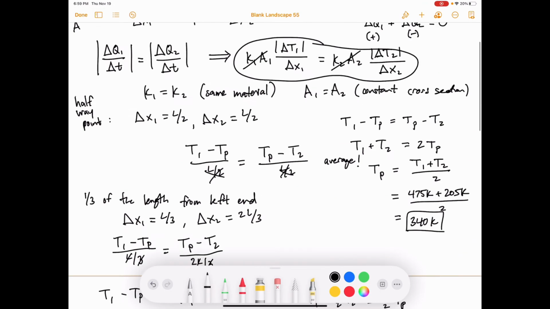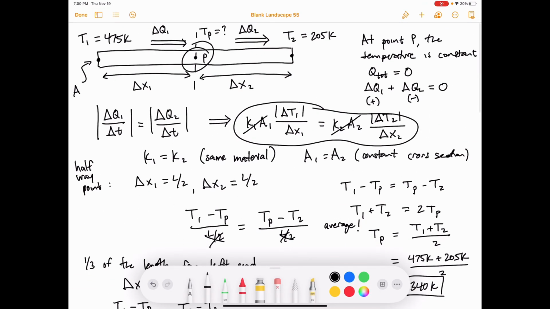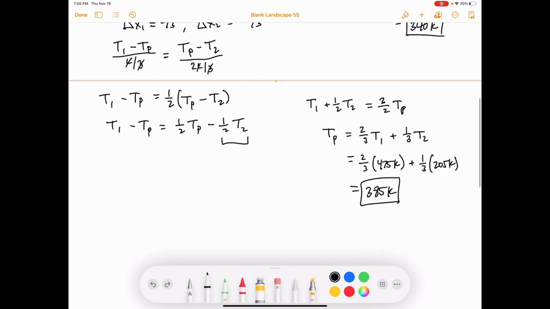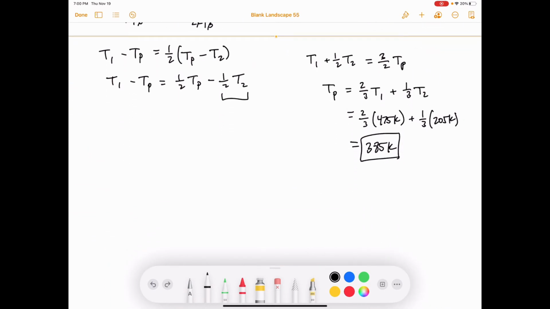So let's recap. At the very halfway point, the midpoint along the rod, the temperature is 340 K. And then a third of the way from the left end, the temperature is even higher. It's 385 K, as we just calculated. Okay, so there's one more question here. Where is the temperature, Tp, equal to 275 K?